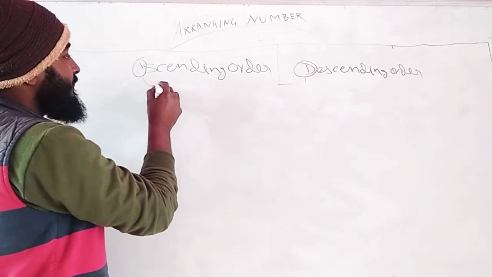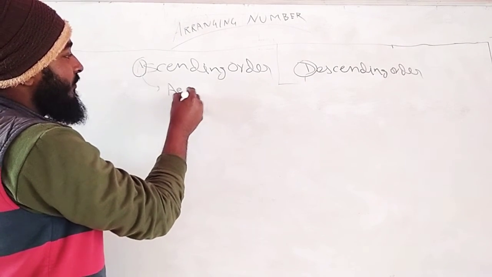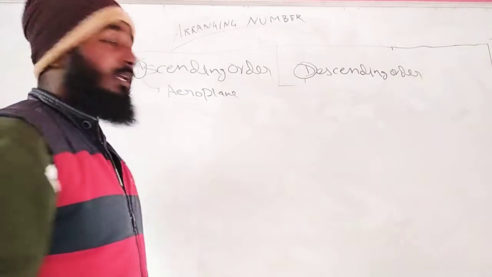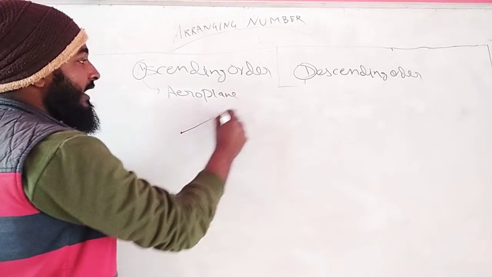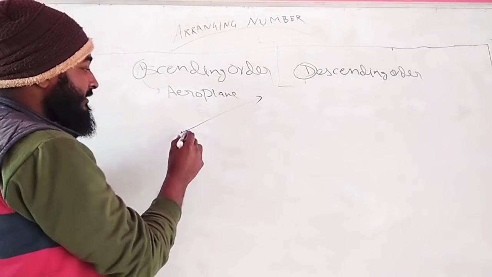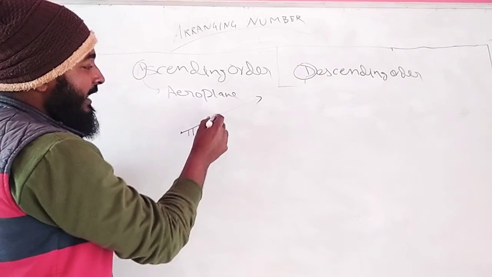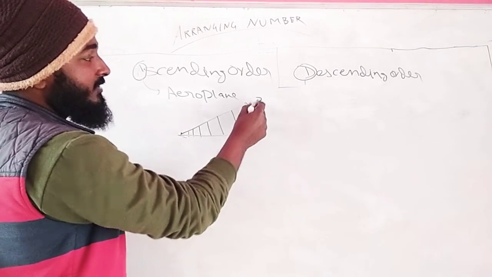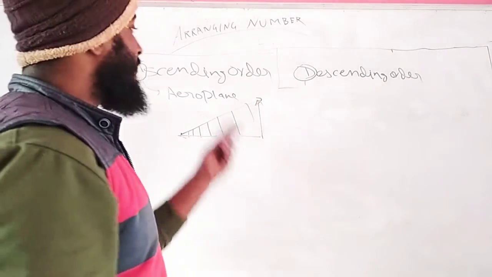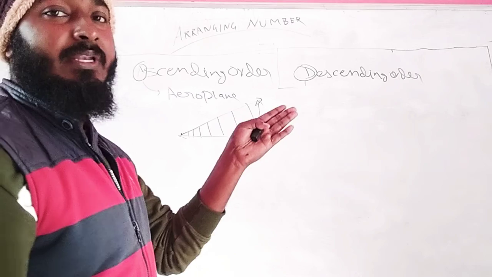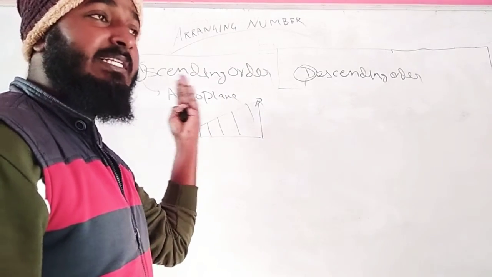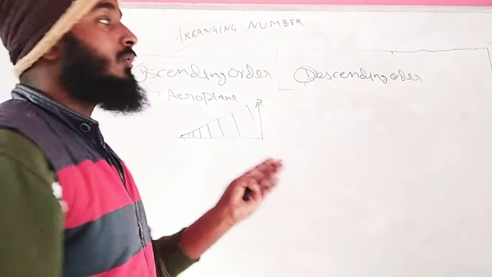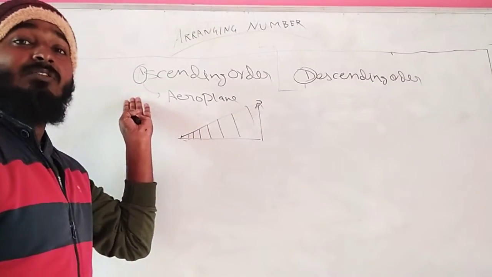A stands for aeroplane. An aeroplane starts from below and then goes up in the air. So it is smaller first and then greater last. Smaller first and then greater last, this is ascending order. Don't forget it. People used to forget whether ascending is from small to greater or descending is from greater to smaller. So the method to learn is just to watch the word.